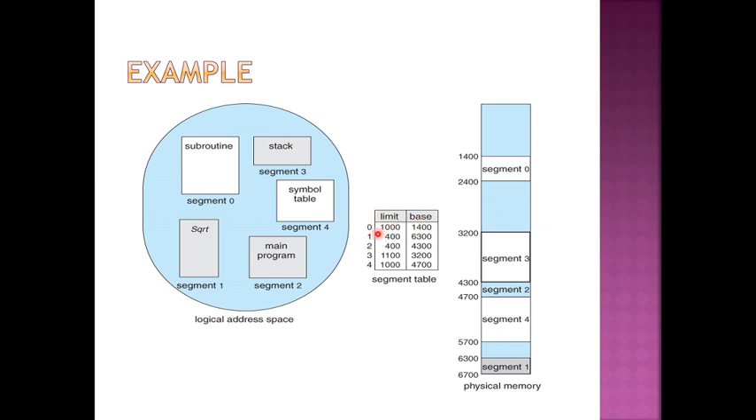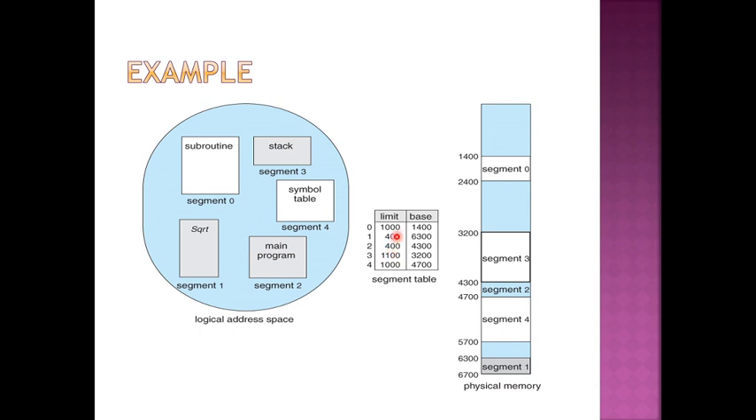Now let us take one example. If I talk about segment 0, which is a subroutine, this subroutine will start at the base address 1400. Here you can see that the base address is 1400, and to what length will it expand? It will expand to 1000. It can be 1000 bytes or 1000 kilobytes, the unit is not known, but it is 1000 units. So 1400 plus 1000 is 2400. From 1400 to 2400, I have segment 0.